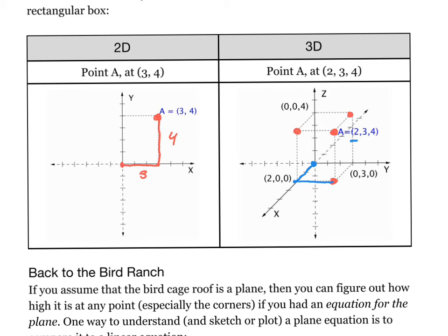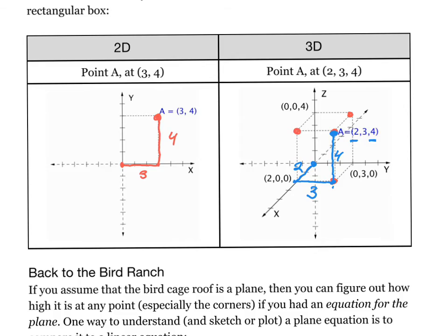Now, continuing from this point, I want to draw up 4 units parallel to the z-axis. 1, 2, 3, 4. And so I've got 3 paths drawn. This path is 2 units long, this path is 3 units long, and this path is 4 units long. And I end up at point A on my drawing. So either of these methods is acceptable. If I'm asking you to plot a point in three-dimensional space, either of these is a good technique for getting that done on a piece of paper.